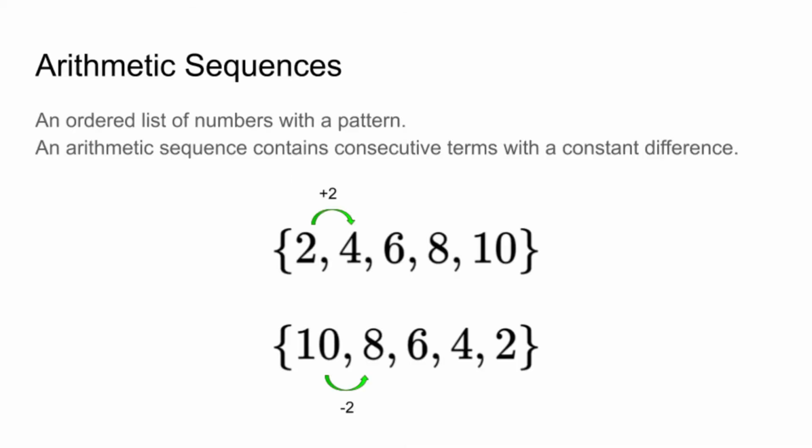Arithmetic sequences contain consecutive terms with a constant difference. Here you can clearly see that each element in the list is increased by 2, which is just adding 2 to the previous element in the sequence. While the bottom sequence here has its first element starting at 10, and then the next element in the sequence decreases by 2. Again, the pattern here is just a constant difference, nothing special.